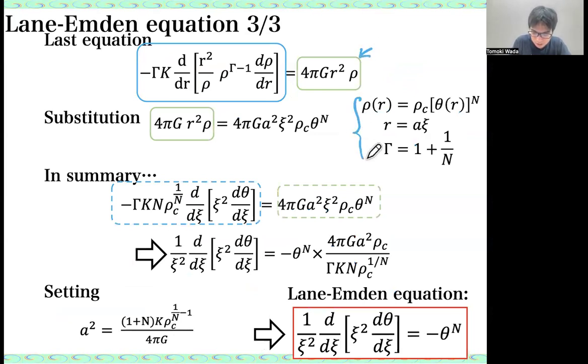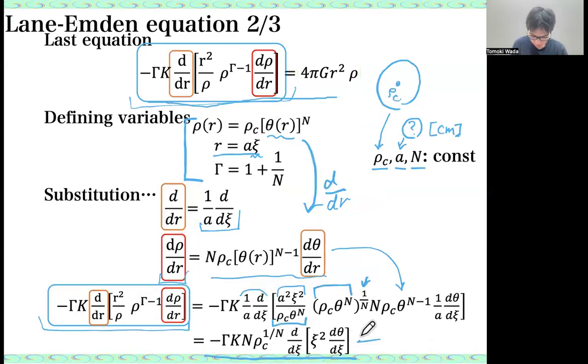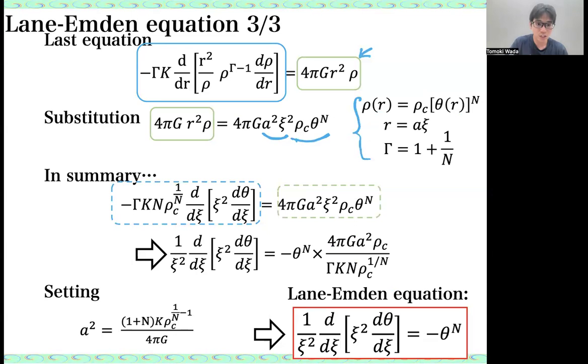Substitute these variables. We get this equation. This is r squared, and this is rho. And substituting this final expression, and this expression into this equation, we get this kind of equation.